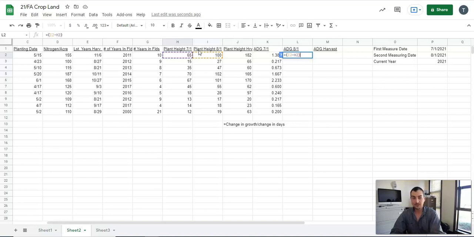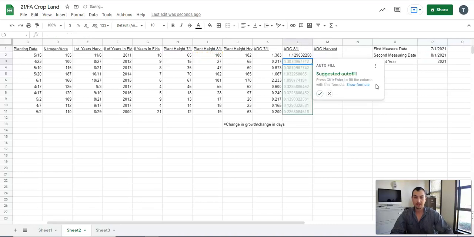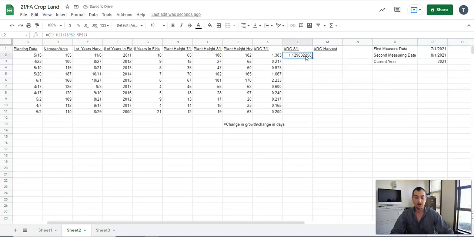So we're going to close off that parenthesis. Then we're going to divide it by August 1st minus July 1st. So we take August 1st. Now, is this going to change? No, it's a constant. We need to lock it in. Minus July 1st. That's a constant. We're going to lock that in as well. So we put in our parentheses, we put in our equation, and we're going to drag that down as well. Now, here's another little trick for you.